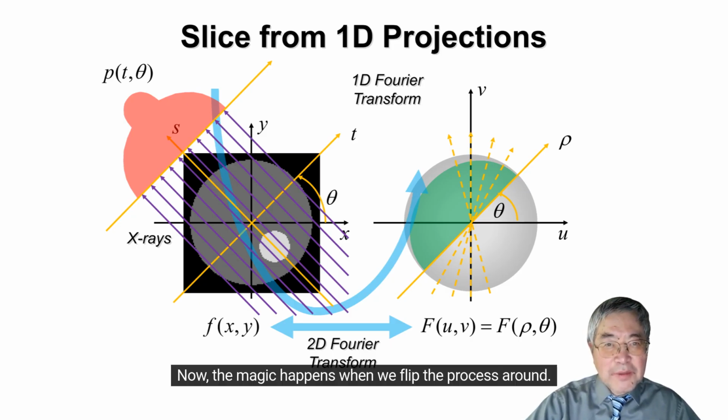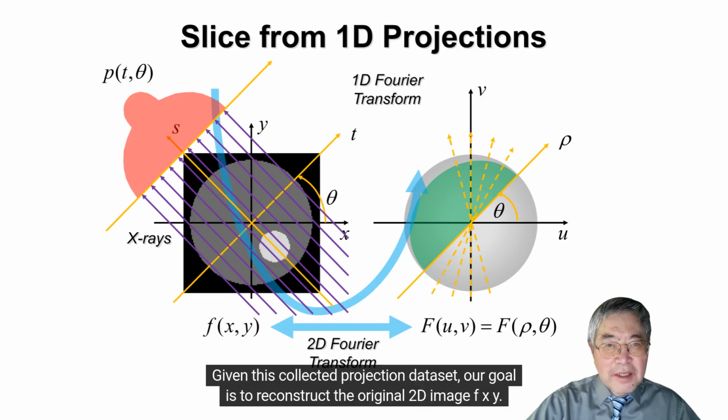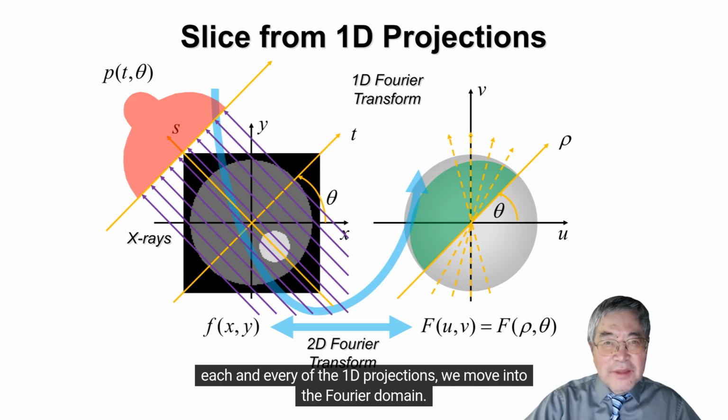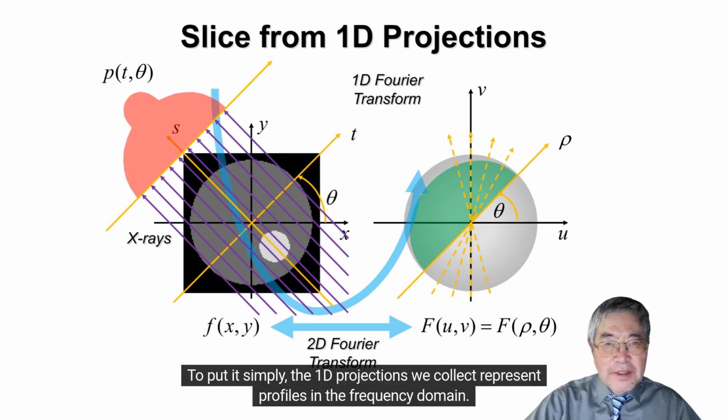Now, the magic happens when we flip the process around. Given this collected projection dataset, our goal is to reconstruct the original 2D image f(x,y). This is the inverse process, and here's where things get interesting. By performing the 1D Fourier transform of each and every one of the 1D projections, we move into the Fourier domain. To put it simply, the 1D projections we collect represent profiles in the frequency domain.